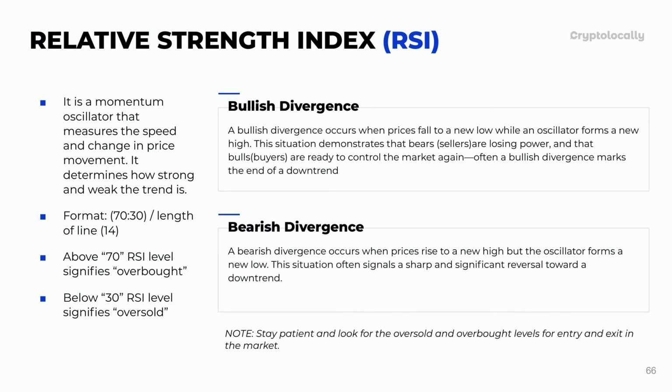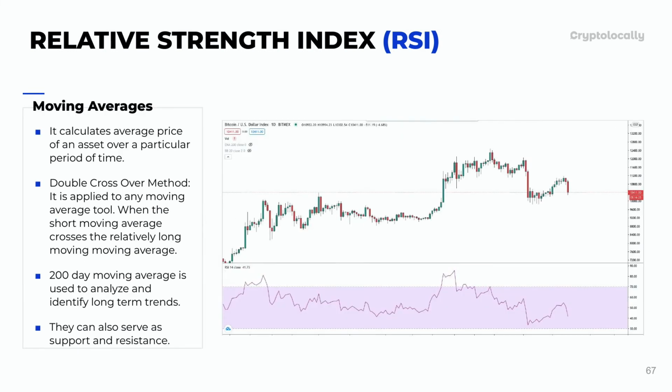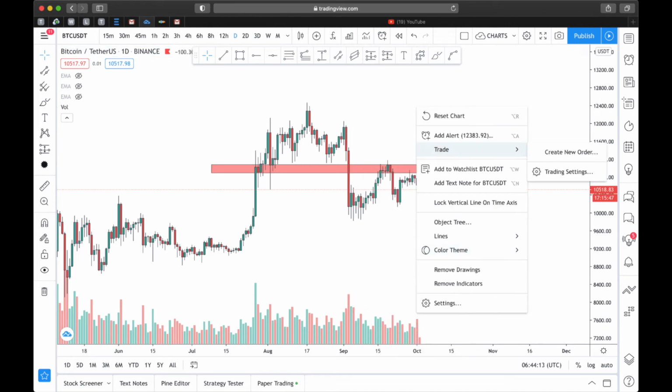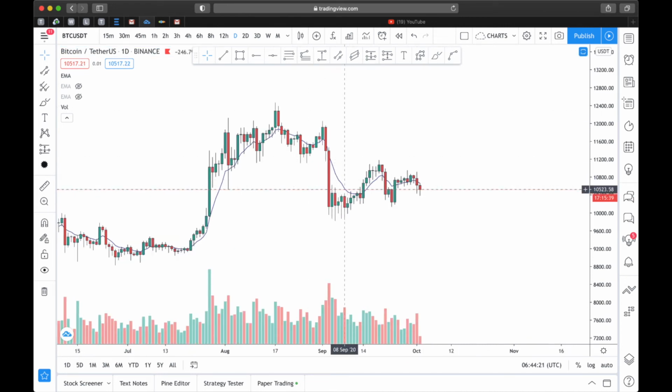And the next one we're going to be talking about is moving averages. It calculates the average price of an asset over a period of time. So for example, let's say we have an 8-day moving average. Let me show you what it looks like on the chart, right? So this line that you are looking at, this 8-day moving average, represents the average price an asset is selling over an 8-day period.